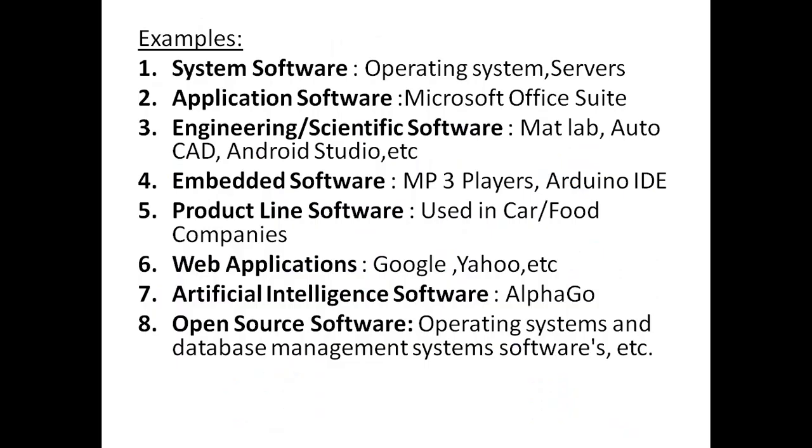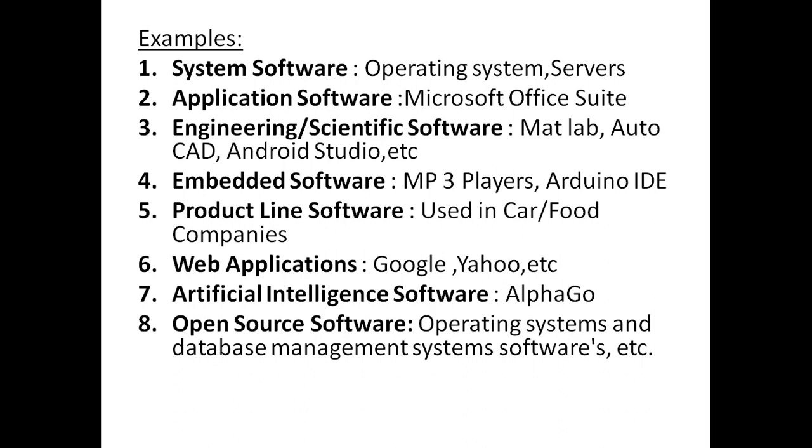So these are the examples which we have discussed while studying the types of software. Let's just revise it. The first one is system software. Its examples were operating systems such as Windows, Ubuntu, Linux, Macintosh, etc., and different servers. Then second is the application software, for example Microsoft Office Suite, then specific applications like reservation, attendance, etc. Third one is engineering or scientific software. I've already told you AutoCAD. Then there are MATLAB, Android Studio, etc.